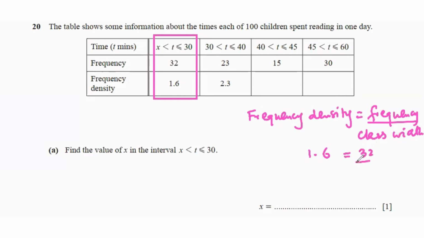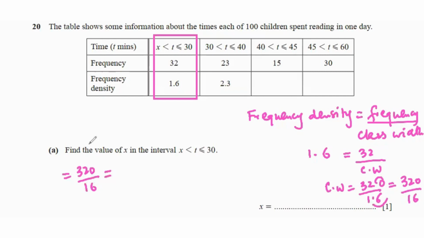Frequency is given as 32. Class width is what we don't have. So I'm going to write this as CW. Now CW equals 32 divided by 1.6. Move the decimal. Add a 0 in the numerator. So it's going to be 320 over 16. Now 320 over 16 is going to equal 20. So 20 is your class width, which means 20 is basically equal to 30 minus x, and x is 30 minus 20, which is 10.